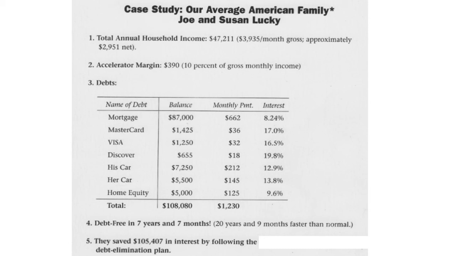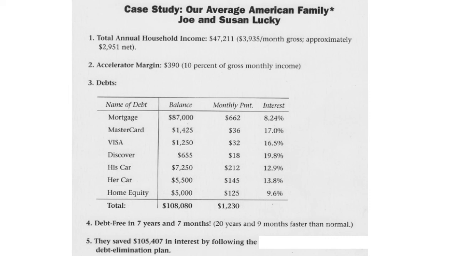Sorry, that one line is a little blurred there, but Joe and Susan Lucky, the example that we're looking at, they have a total household income of $47,000. Like I said, these numbers are a little old, but their accelerator margin is $390. They owe $108,000 and monthly payments of $1,230. They'll be debt-free in 7 years and 7 months.